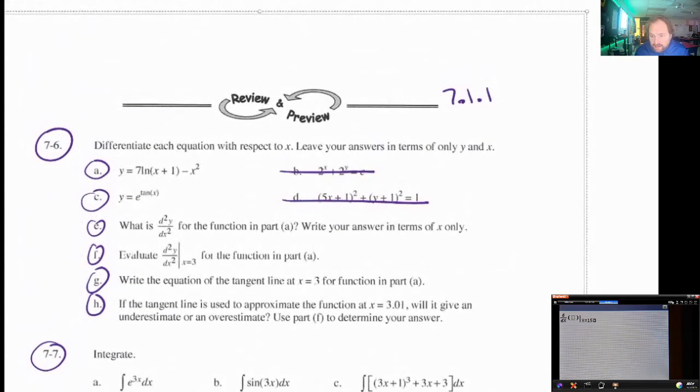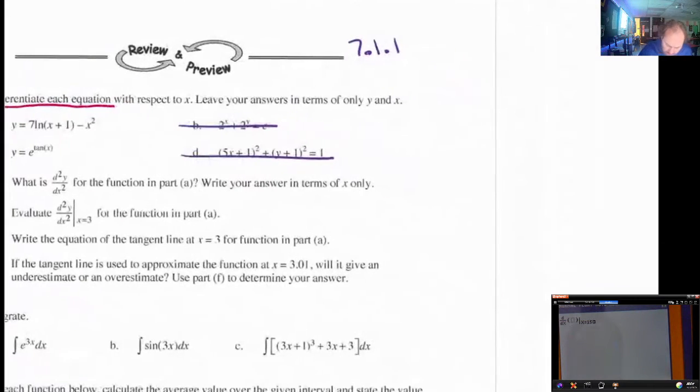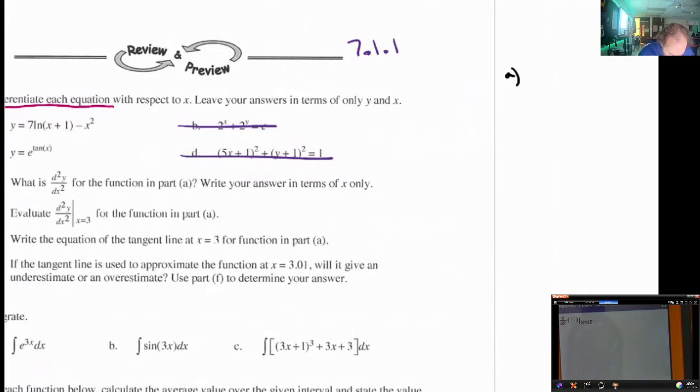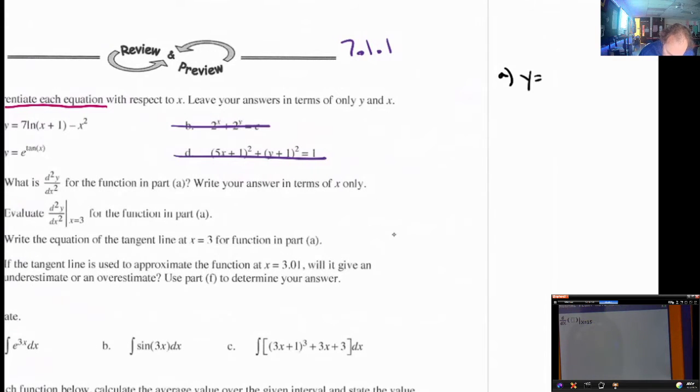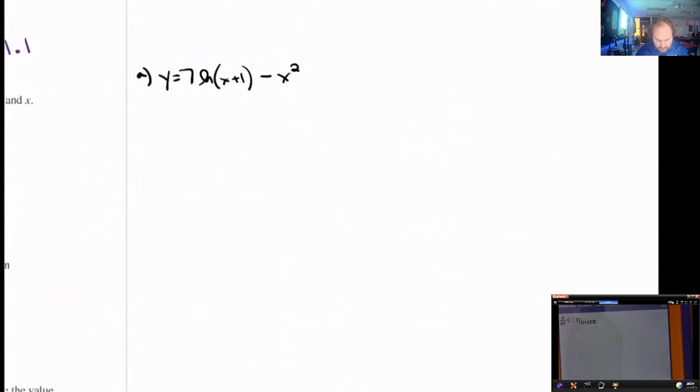7.6 is just going to test our derivative skills. We're asked to differentiate each equation with respect to x and leave your answer in terms of only y and x. So let's get into it. Question A gives us the function y equals 7 times the natural log of x plus 1 minus x squared. We are just going to take the derivative of this with respect to x.